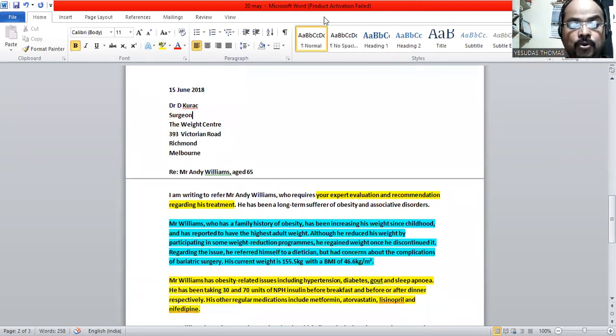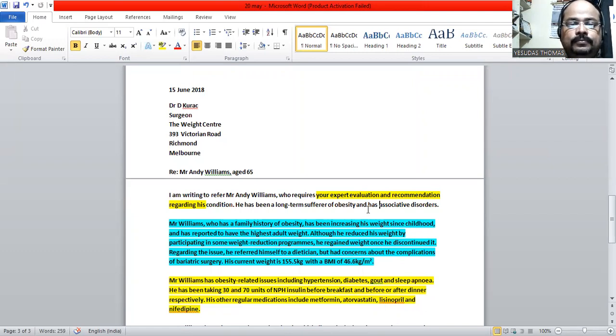Now we are going to write the referral letter. The purpose: I am writing to refer Mr. Andy Williams, who requires your expert evaluation and recommendation regarding his condition. He has been a long-term sufferer of obesity and has associative disorders. Okay, we can make some changes there.